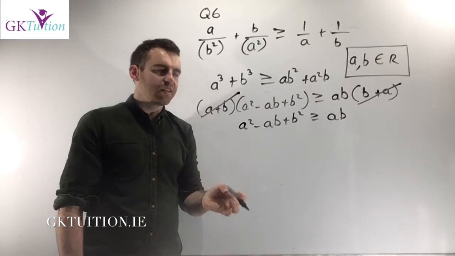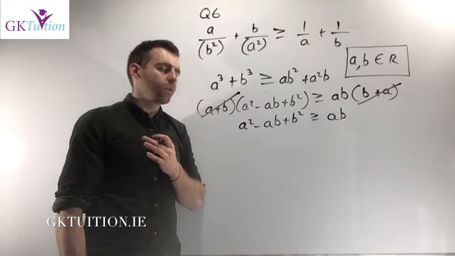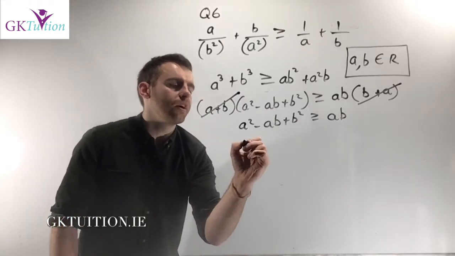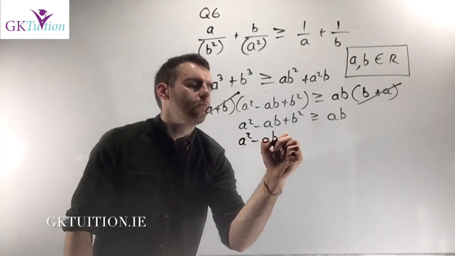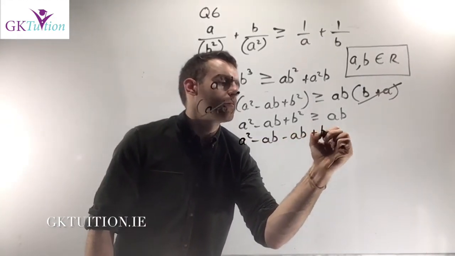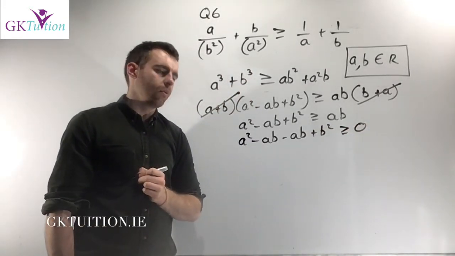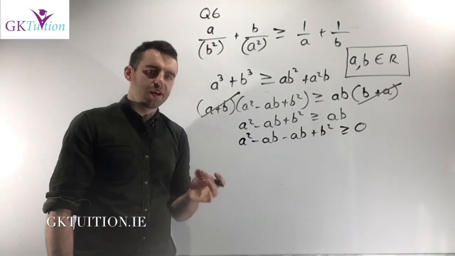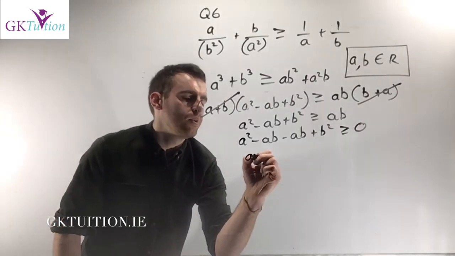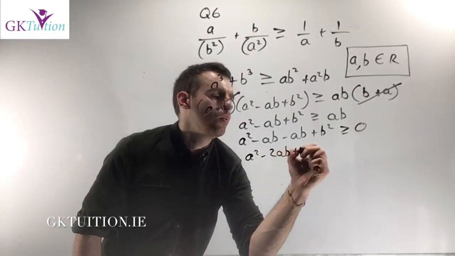It's at this stage that I'm going to bring everything to one side. So I'm going to subtract ab from both sides. If I subtract ab from both sides, I'm just left with a squared minus ab plus b squared is greater than or equal to 0. Clearly the two middle terms there are like terms. Minus ab gives me minus 2ab.